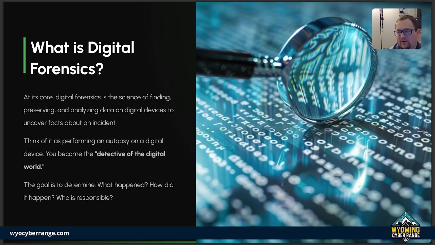So, at its core, digital forensics is a science of finding, preserving, and analyzing data on digital devices to uncover facts about an incident. Now, we got to think about a couple different things here. The first thing is going to be the digital autopsy. We need to think about performing an autopsy on a device. Just like a person in the morgue does to a murder, we do the same thing with devices. Because the goal here is we're going to act as detectives to determine three things: what happened, how did it happen, and who is responsible.